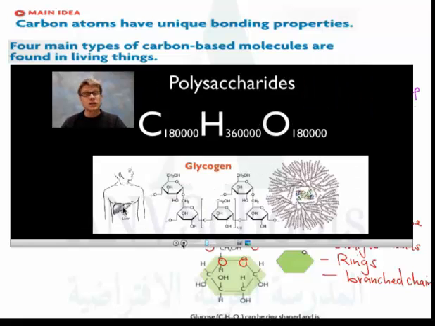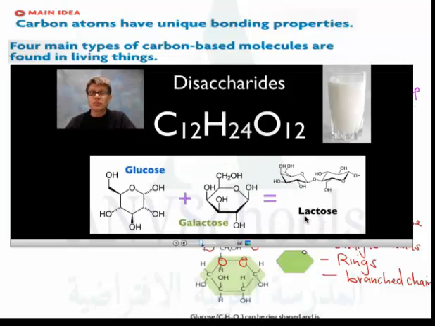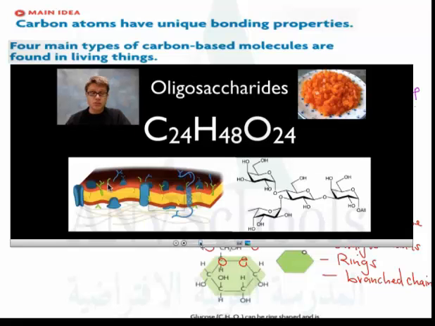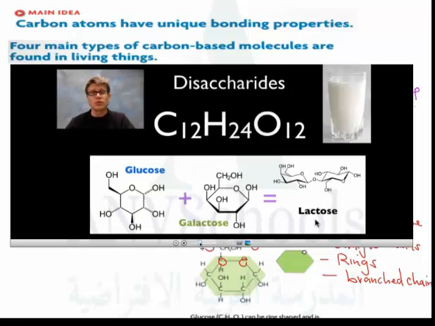If we take, for example, glucose and galactose, they will give us lactose. So this is a monosaccharide, and monosaccharides will give us a disaccharide. It could also be glucose and glucose, or glucose and fructose, and so forth.